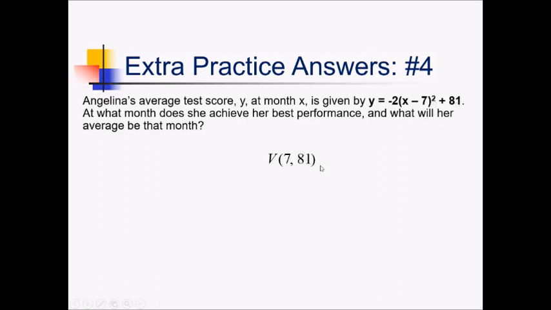So now the input here, the x, this gives us the month at which Angelina gets her best test score average. So that's going to be 7 months at the time that this happens. And then her actual score is given by the output value of the vertex, the 81 here. So that's 81 points for the y value of that vertex.